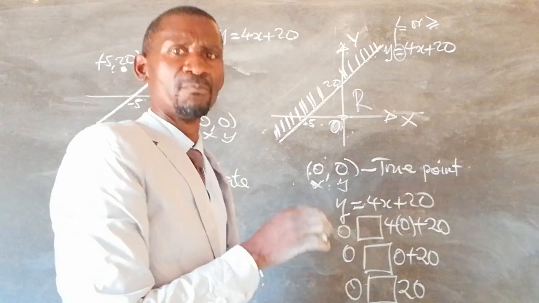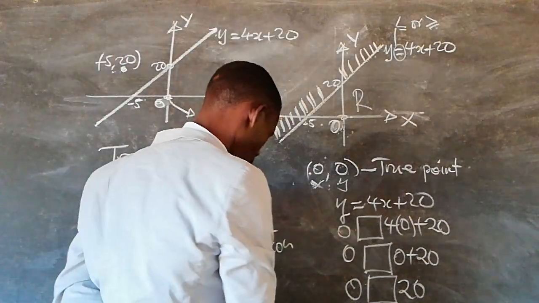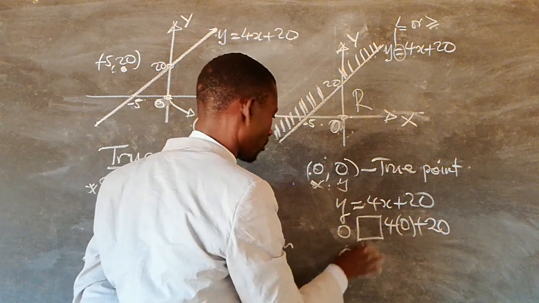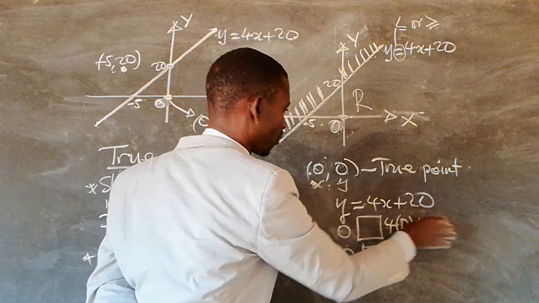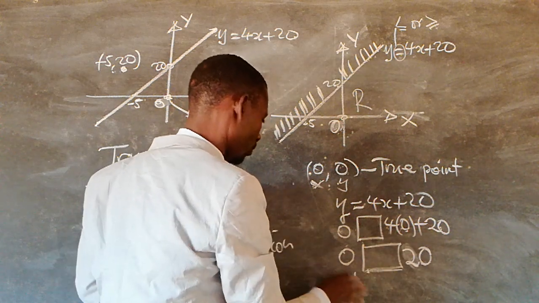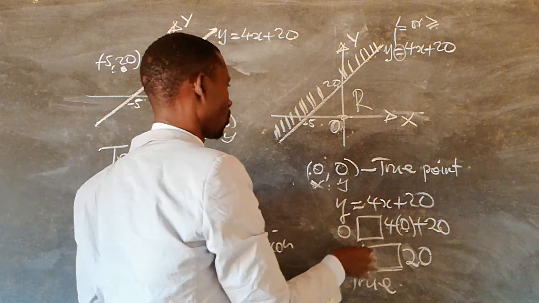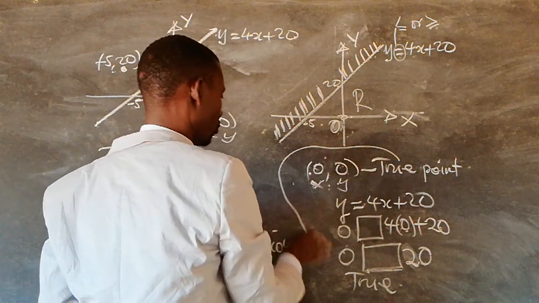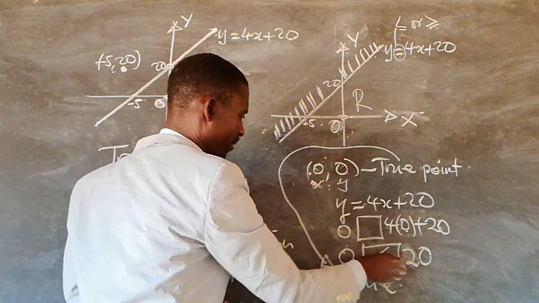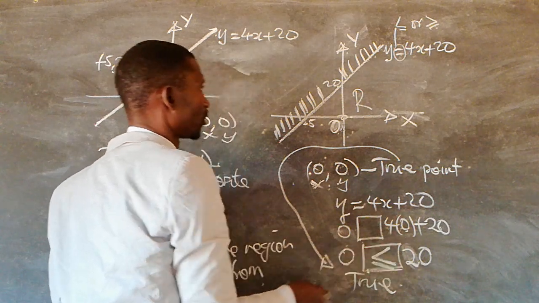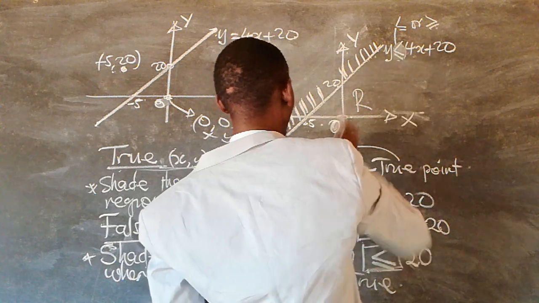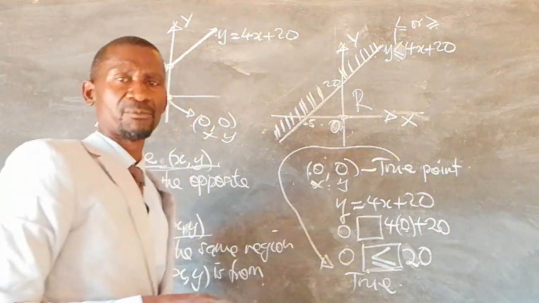So now you have to make this statement to be what? To be true. How are we going to make this statement true? Look at this: 0 box 4 times 0, 0, 0 plus 20, it is 20. We have to make this statement true because from the beginning this point is true. So you maintain the truth. For it to be true, it opens where there is a bigger number. So this is less or equal. So the sign which is supposed to be there is less or equal to, if the upper part is shaded.